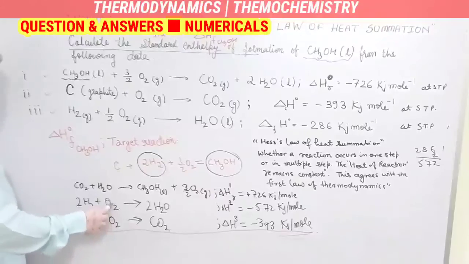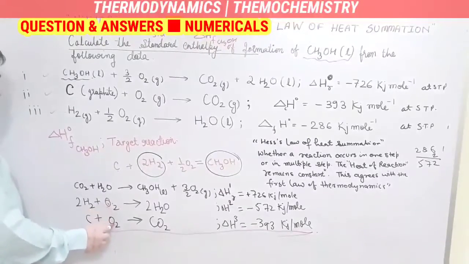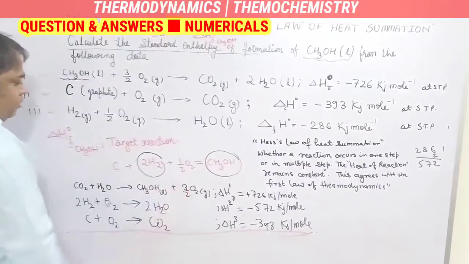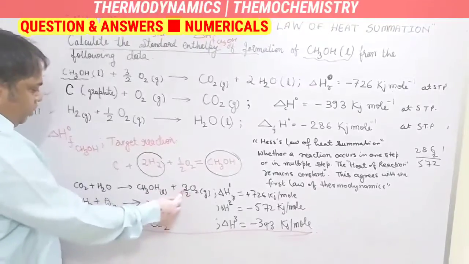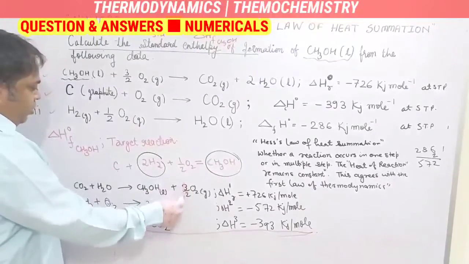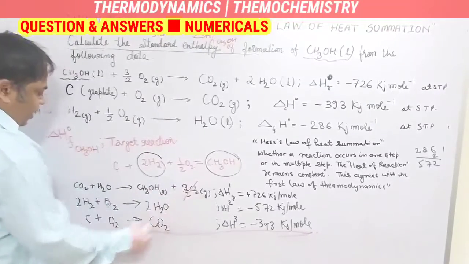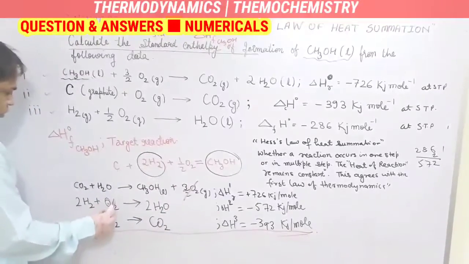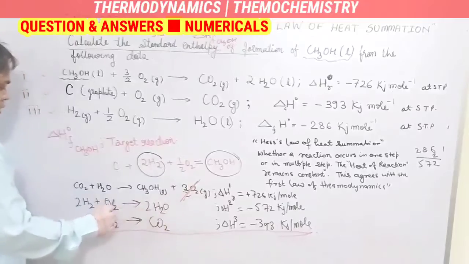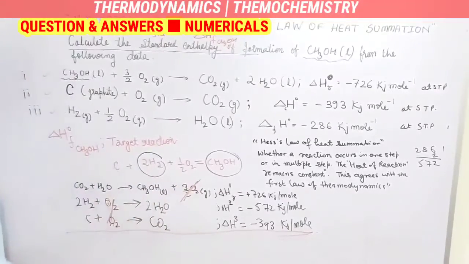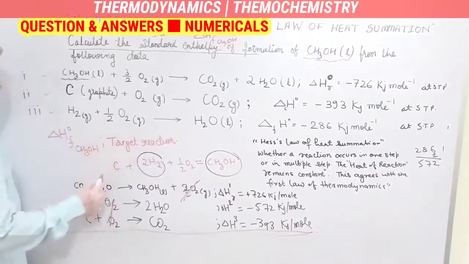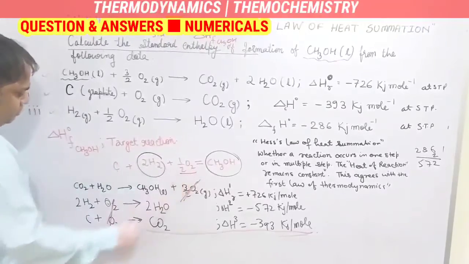This 2 is becoming 2H2, 2O2. So 2O2 will go that side, will become 3 by 2 O2, and 3 by 2 O2 is nothing but 1.5, or 1 and a half O2. So 1 and a half O2 and 2 O2, this will come this side and will become half O2. So half O2 we have got now as per the target reaction.